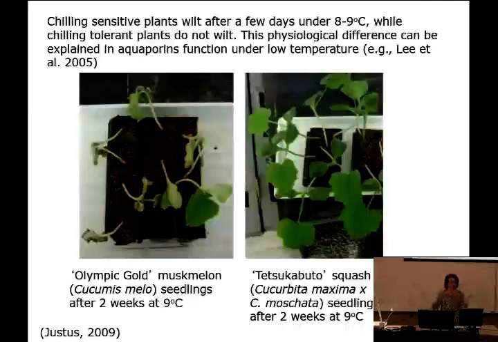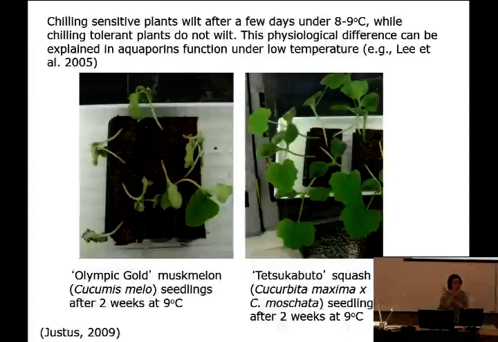We did a quite interesting experiment some time ago. My students were working on grafting. We had two rootstocks: one very sensitive to low temperature, the other very tolerant. The scion, the top part, was the same genotype. Grafted on the sensitive rootstock, it wilted, and on the non-sensitive rootstock, it didn't wilt. We didn't go further, but that is probably explained by water movement.